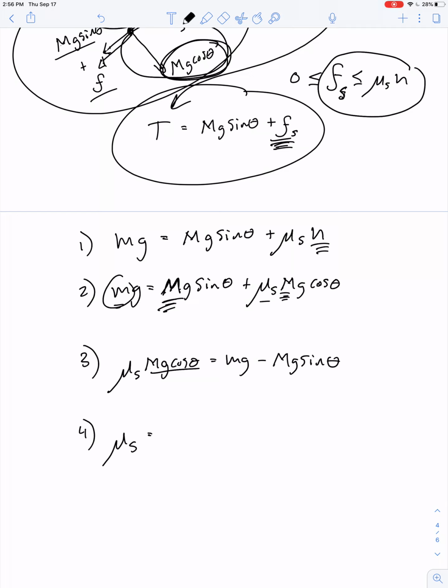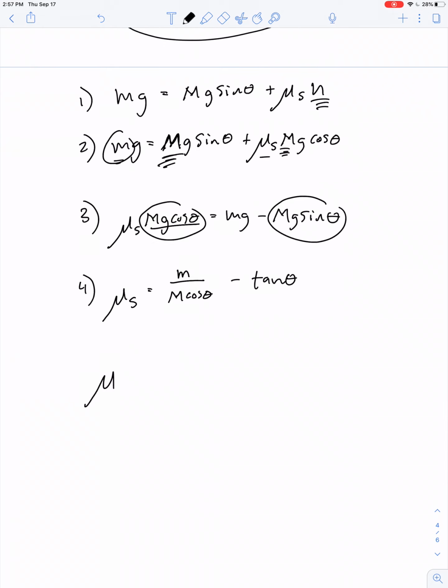The coefficient of static friction must be equal to lowercase m over capital M cosine theta minus, you see what you get? When I divide capital Mg sine theta by capital Mg cosine theta, the M and g cancel out. I'm left with sine over cosine, which is tangent.